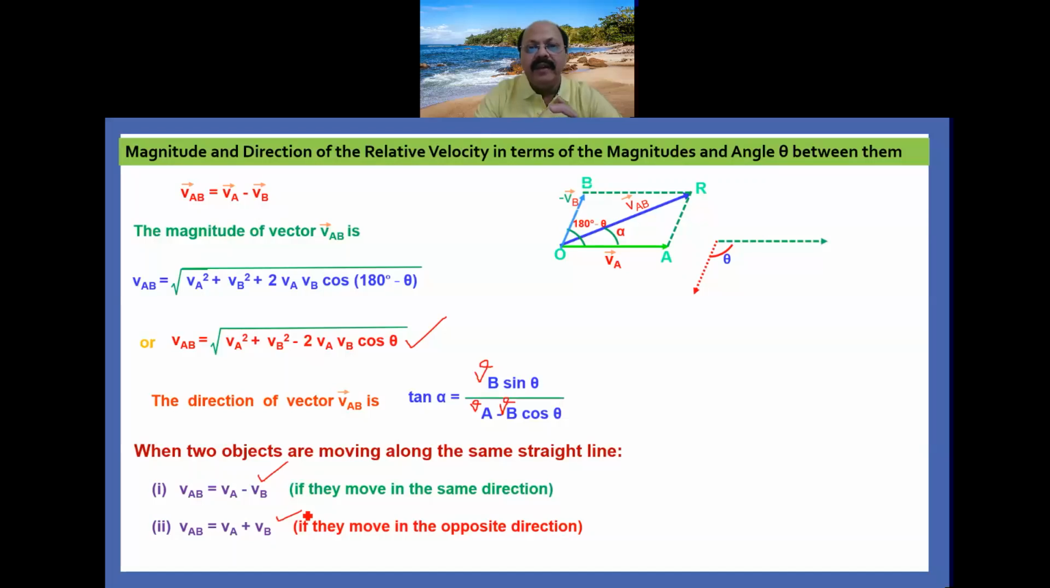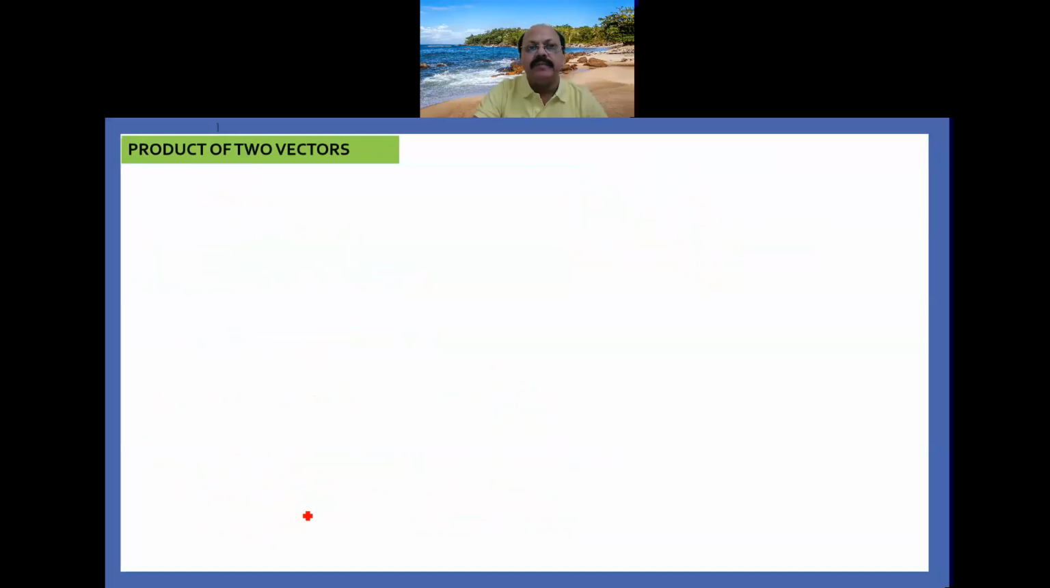So when the two objects are moving in the same direction, the relative velocity of one object with respect to the other is the difference of the individual velocities. Whereas when the two objects are moving in opposite directions, the relative velocity of one object with respect to the other is the addition of the individual velocities. So this is about relative velocity.